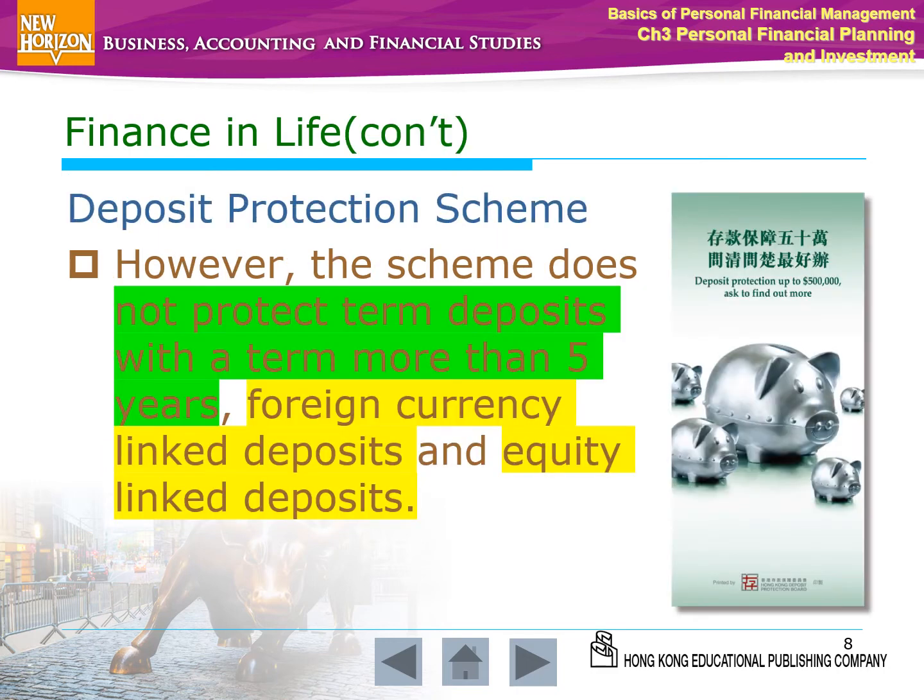But there are still exclusions from the scheme, which will not protect term deposits with a term more than 5 years, foreign currency linked deposits and equity linked deposits. The word linked means the amount of deposits will be linked to the fluctuation of foreign currency or equity. Equity means share price. That means the risk of such deposits, denoted in yellow color, is very high.